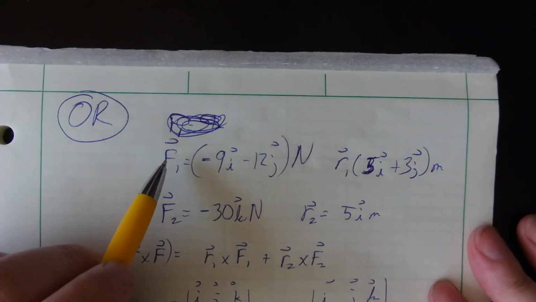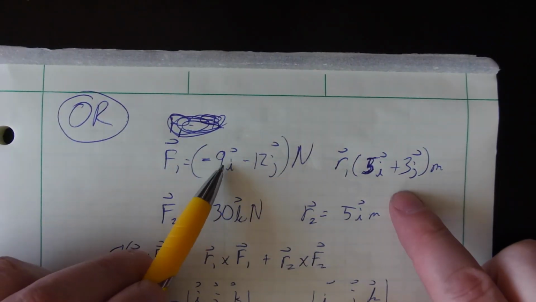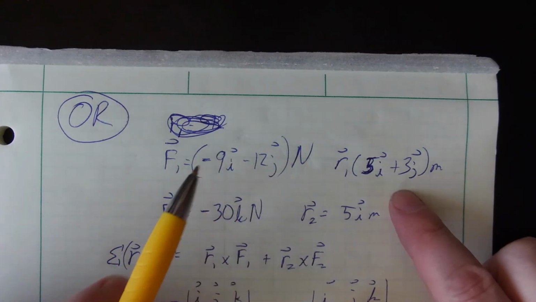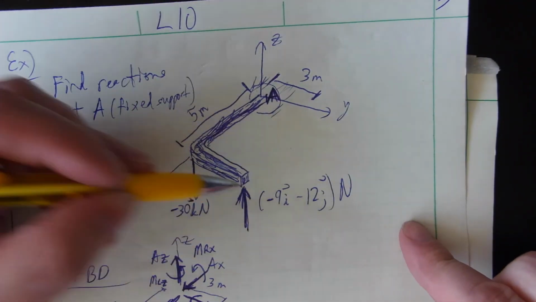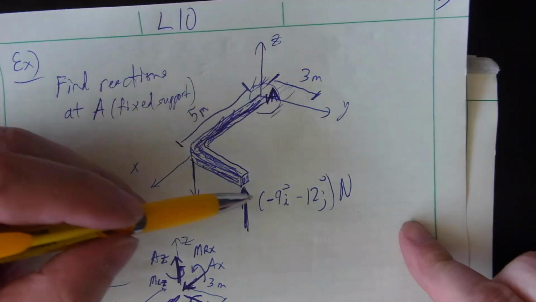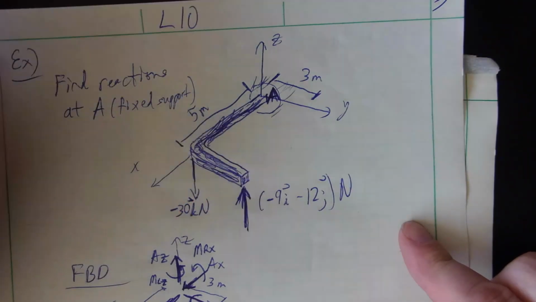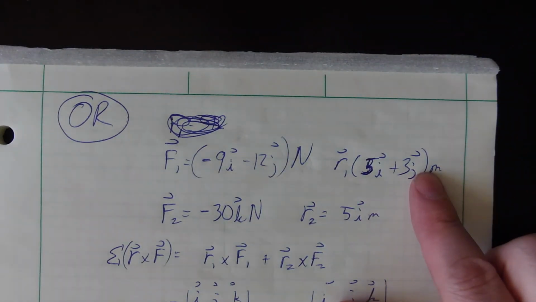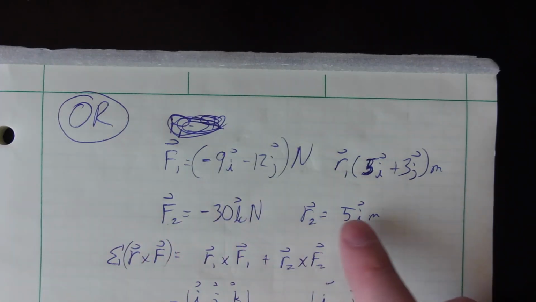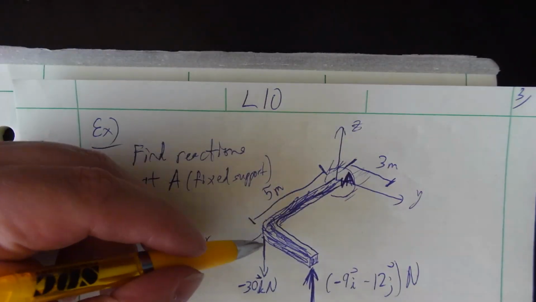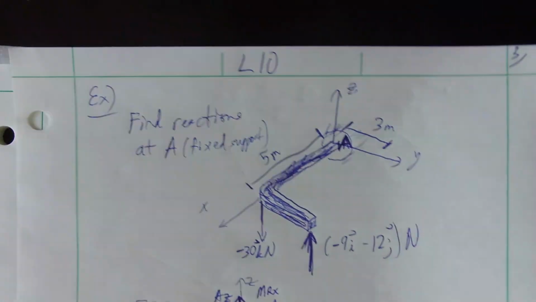I've got force 1 acting, so this is force 1, minus 9i minus 12j newtons. And it's acting out here. I just wrote a position vector out to its line of action. That's just simply the point where that force, I'm calling this point 1, and I'm calling this point 2 where this other force is acting. So this is point 1, position vector from here to here, 5i plus 3j meters. And this is force 2, that was the minus 30 newtons. It's out at 5i meters, minus 30 newtons out here at 5 in the i direction.